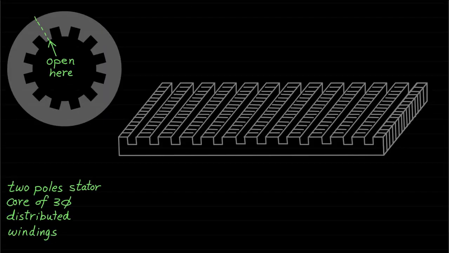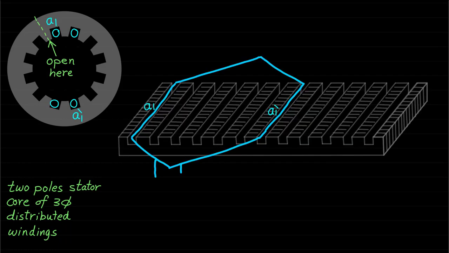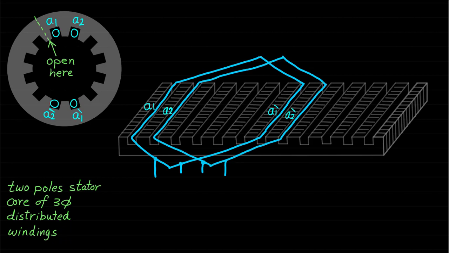These figures show an example of a two-pole stator core used for the three-phase distributed windings. The three-phase stator core in these figures consists of 12 slots used to house or install the three-phase distributed windings. As we can see, phase A winding is implemented by using two coils, coil A1 A1' and coil A2 A2'. These coils are always connected in series.